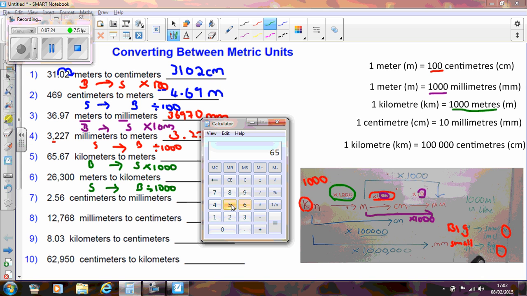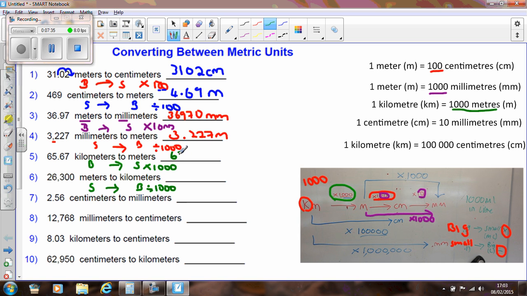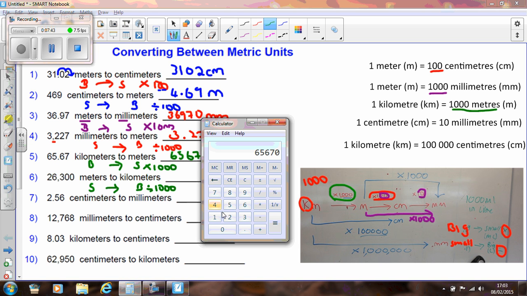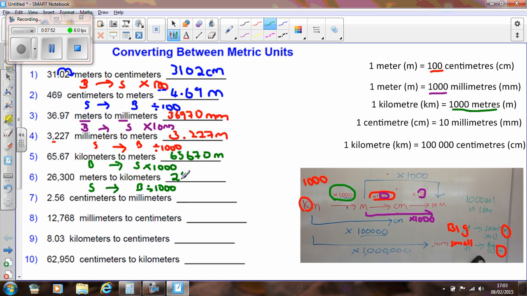So we've got 65.67, and we're timesing by 1000, and that's given us 65,670. And the answer is in metres. And then we've got 26,300, again you don't have to put a comma in, divided by 1000 equals 26.3, and that answer is going to be in kilometres.